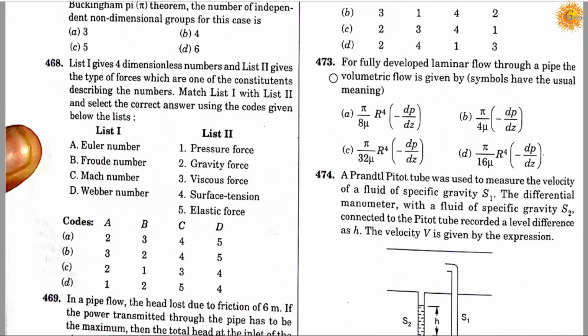Question number 473. For fully developed laminar flow through a pipe, the volumetric flow is given by, symbols have the usual meaning: option A, pi upon 8 mu into r power 4 into (minus dp upon dz); option B, pi upon 4 mu into (minus dp upon dz); option C, pi upon 32 mu into r power 4 into (minus dp upon dz); and option D, pi upon 16 mu r power 4 into (minus dp upon dz). So the correct answer is A.